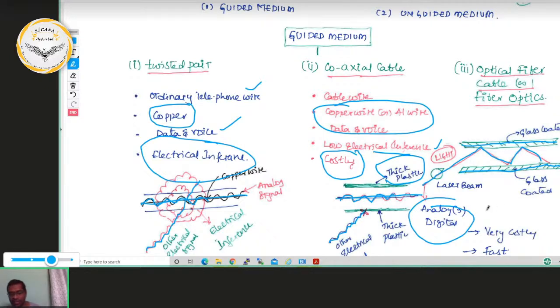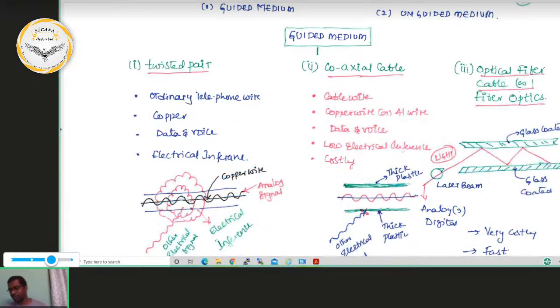Now even if an outside electrical signal is coming, can it pass through glass? No, because glass is a non-conducting material. So this is about guided medium. Now we have unguided medium. So let us take a break for 10 minutes and after that we'll continue.